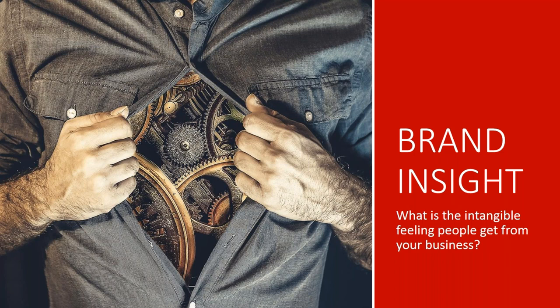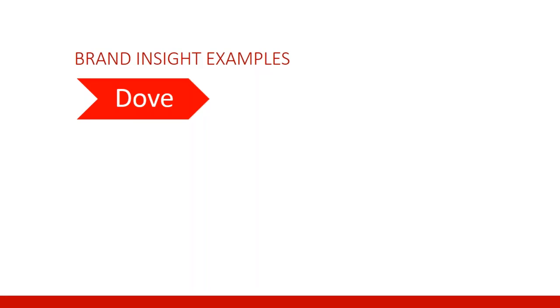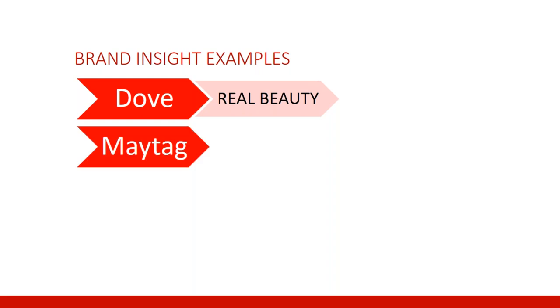So let's have a look at some examples and see if you knew what the brand insight was, if you could verbalize it, or if you didn't know it until I said it. So if I say Dove, just think about how Dove are trying to present themselves and what they want people to get out of them. Is it real beauty? Real. When I did this workshop a few weeks ago, people said, yeah, real. We know it's real. And that's exactly what Dove are trying to do. So that's working really well.